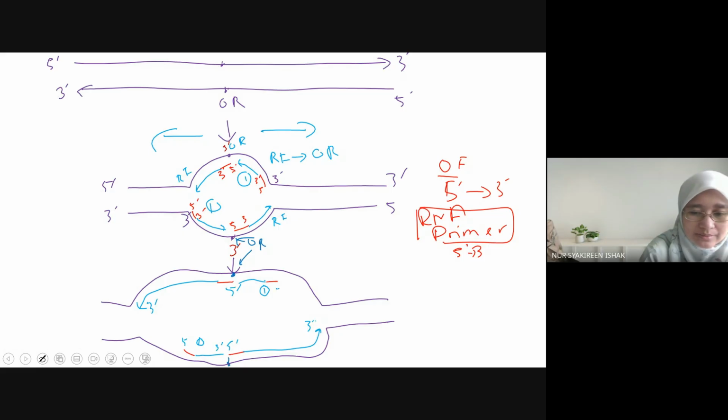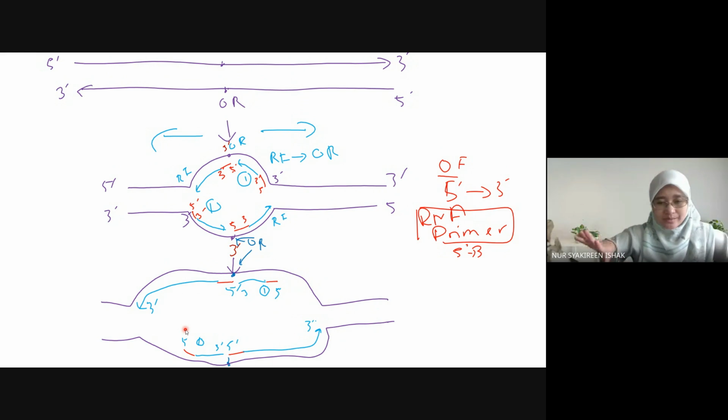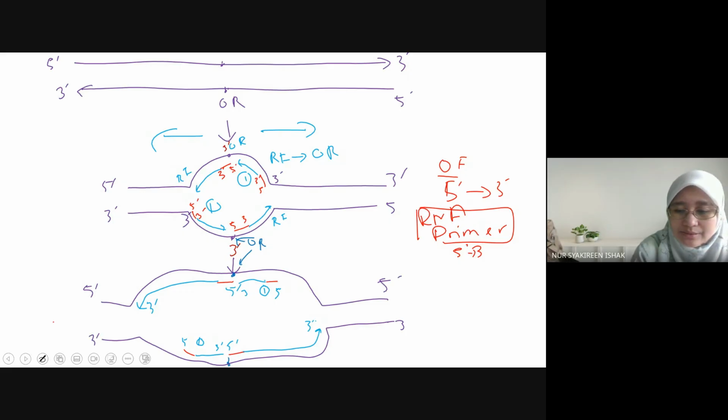The numbering is 5 to 3. Okay, so now you have this region here that is empty, due to the replication bubble that gets bigger. So this is empty. Sebab apa? Replication bubble tu dah membesar kan. So this one is empty. Now you are going to synthesize the second Okazaki fragment, so you look at the numbering of the template. Ini 5, ini 3.